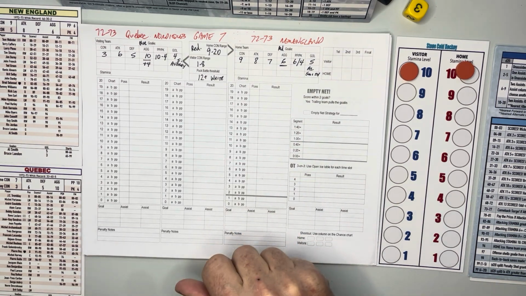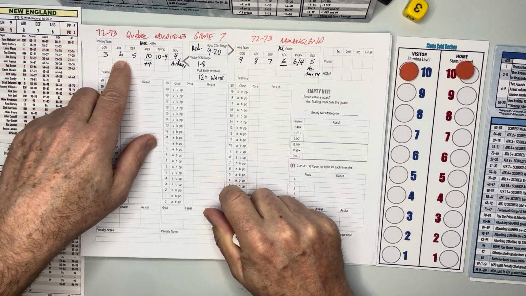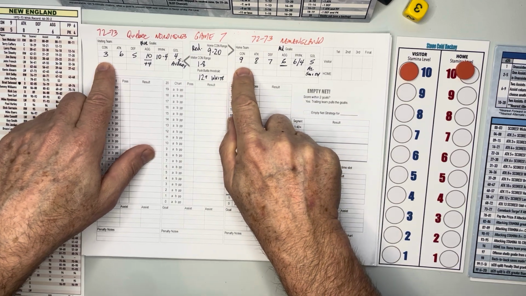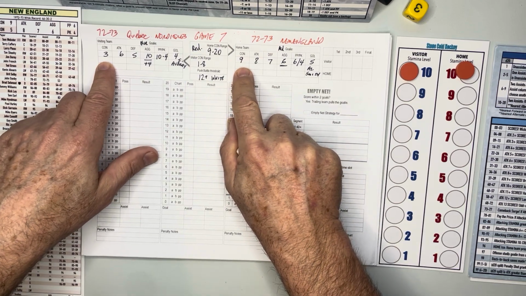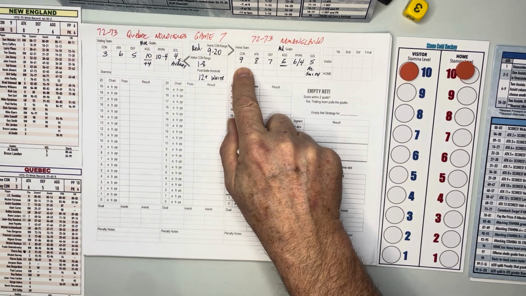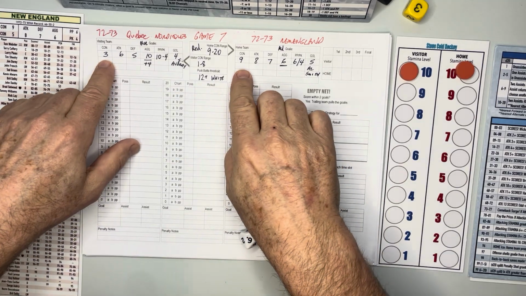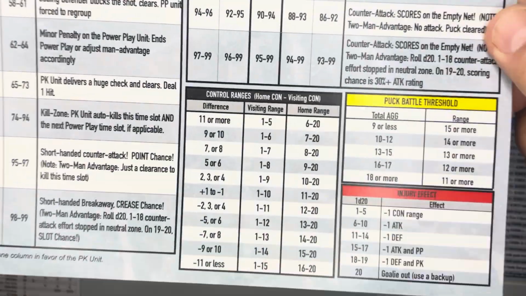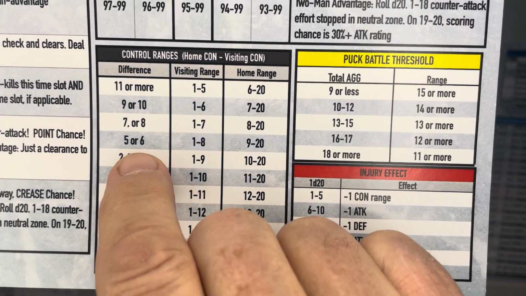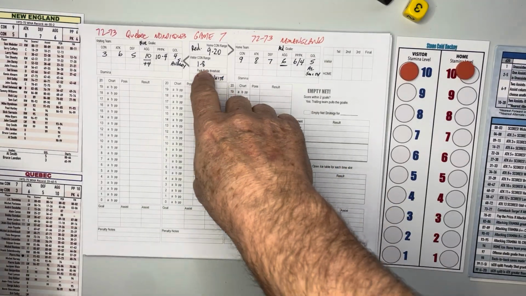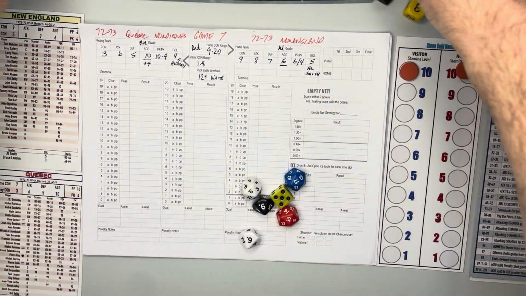So what you do when you set the game up, you put down all the information from the team cards, and the first thing you're going to look at is control. On the road, Quebec is a 3, and at home, New England is a 9. It's quite a difference. Quebec at home is a 7. New England on the road is a 5. So a big advantage to New England. And then from there, because it's a difference of +6, you're going to go to the control chart. You notice if it's +6, it'd be 1-8 for Quebec and 9-20 on the range.